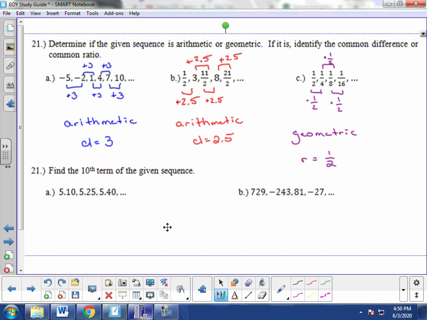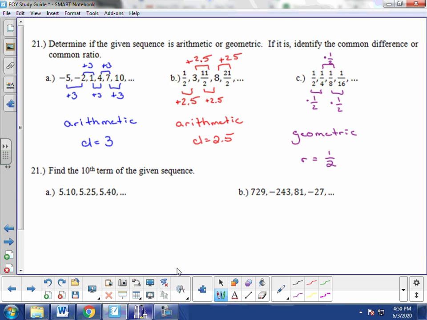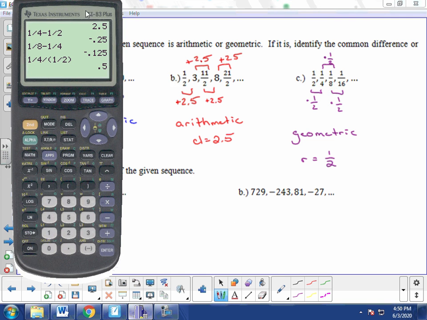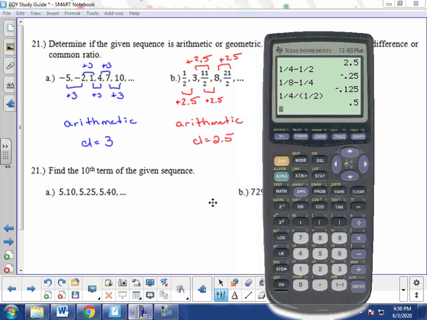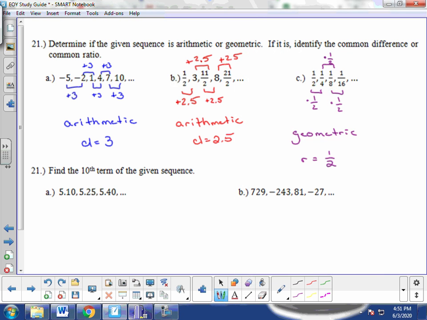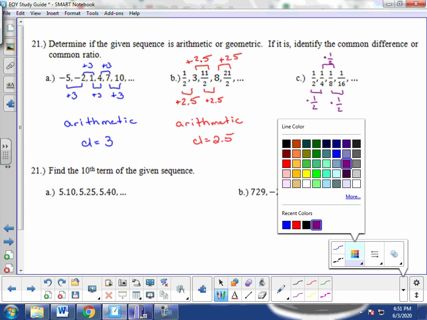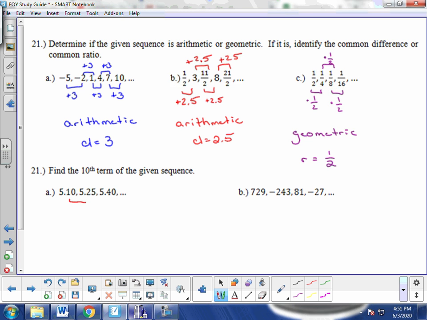Taking a look at the second 21, we again have to identify whether it's arithmetic or geometric. So first I'm going to check to see if it's arithmetic. It says to find the 10th term, so we need to know what type of sequence this is. First I see that I'm adding 0.15 here, and if you need to use your calculator, that's fine. And then I'm adding 0.15 there. So this is following an arithmetic sequence. Those are the only terms we have to check, but that's enough.